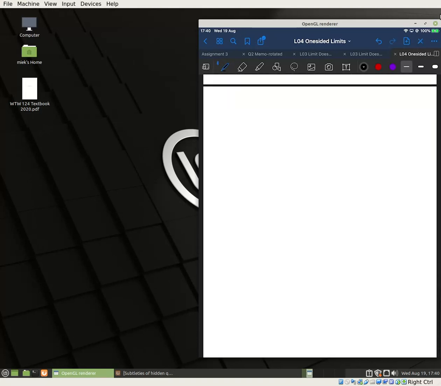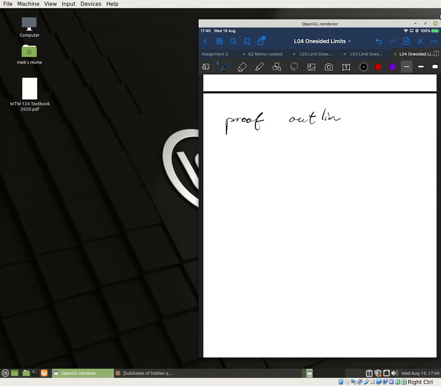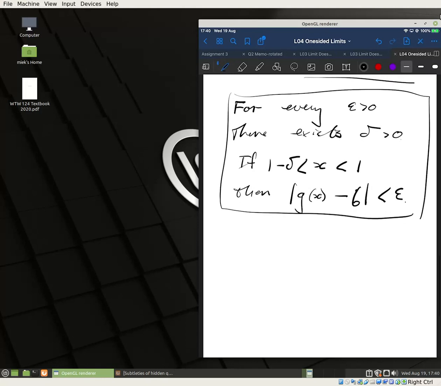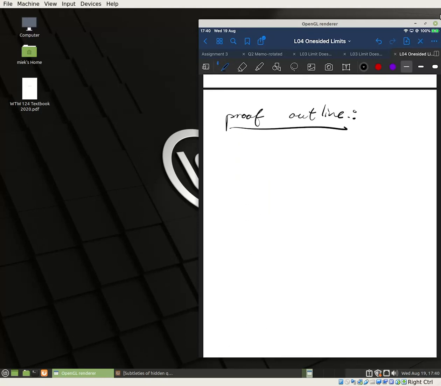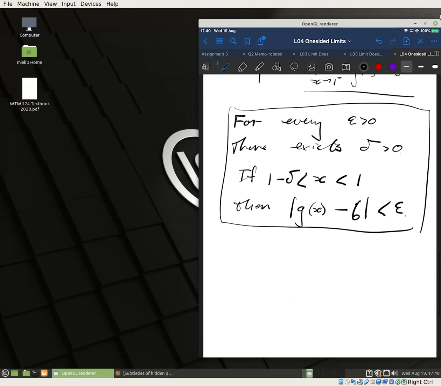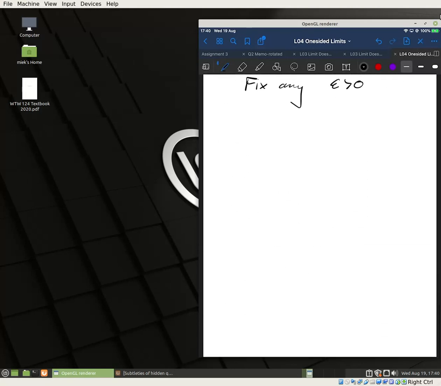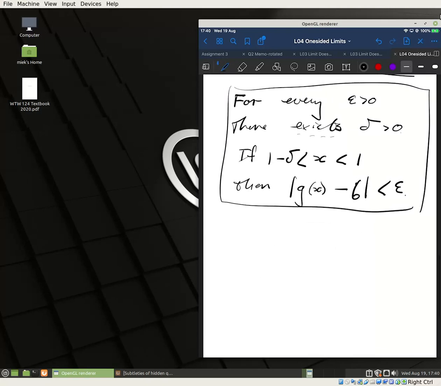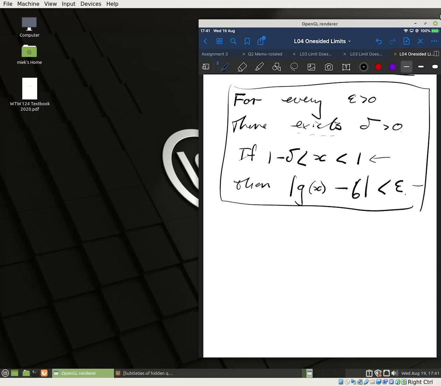So I'm going to start a new page here and write our proof outline. Proof outline. So we want to show for every epsilon greater than 0. So we fix any epsilon greater than 0. We have to show that there exists a delta. So we have to define it. So we define delta greater than 0. Then we have to show that if this holds, then that holds.